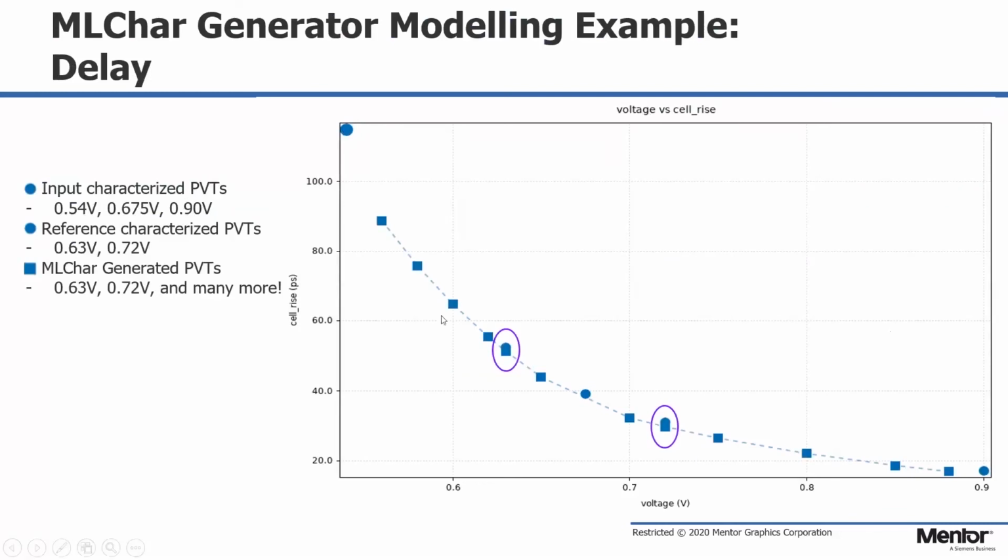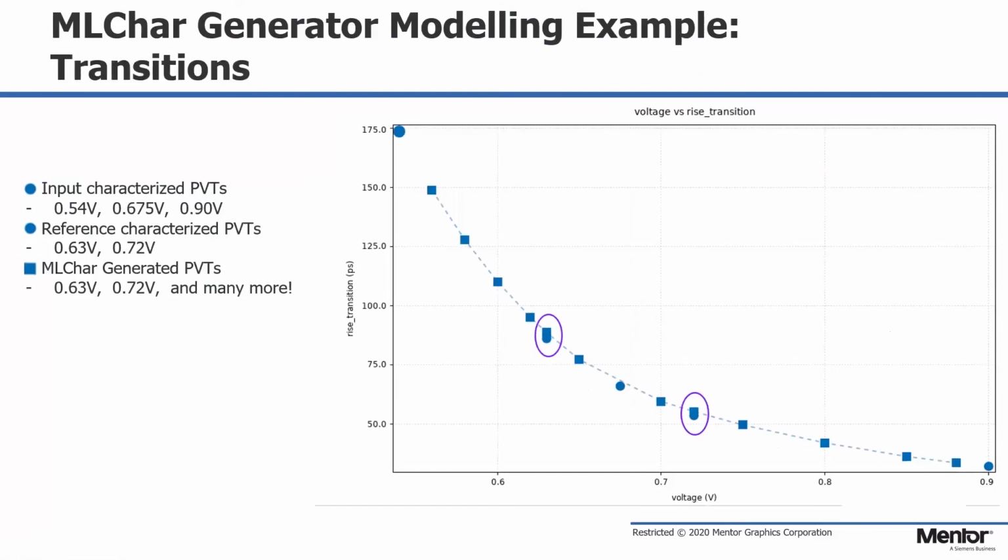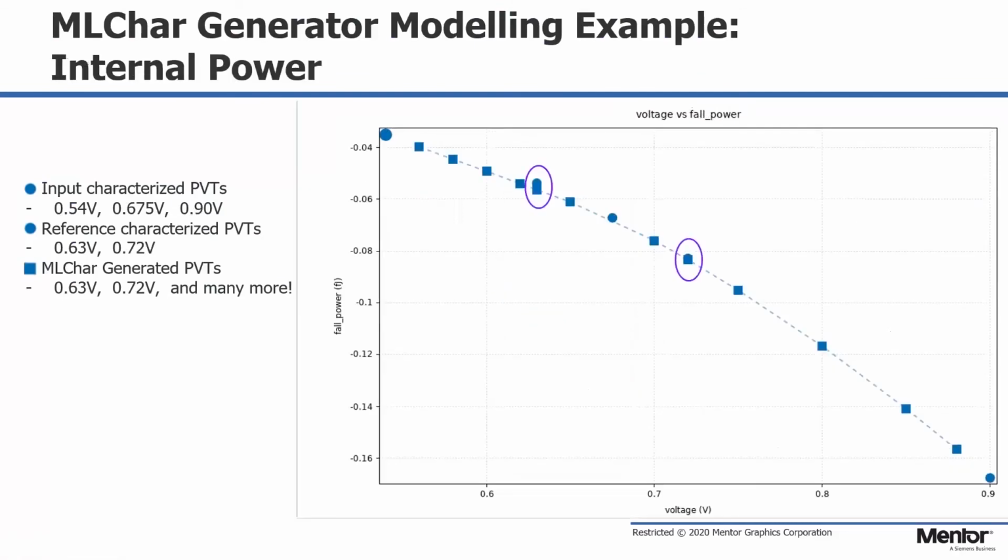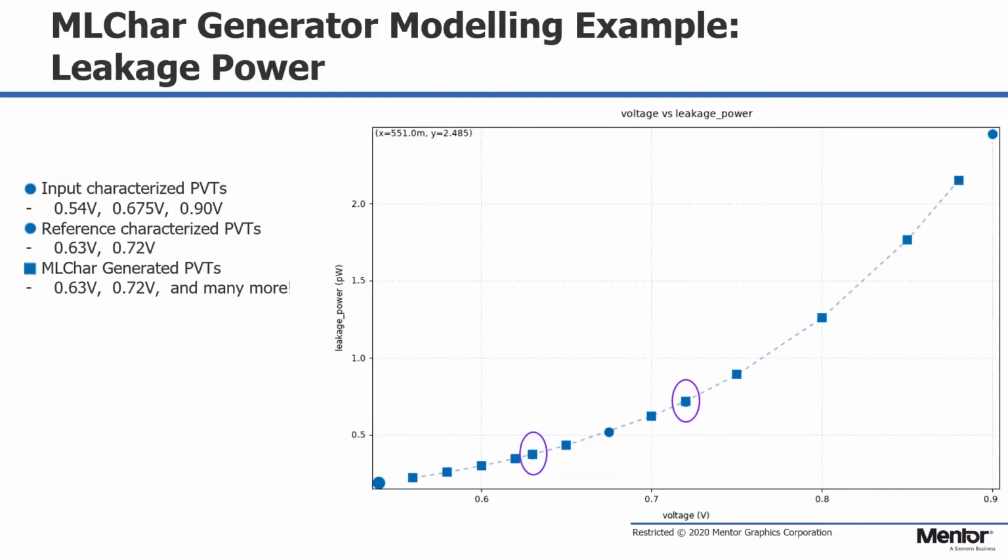It can run predictions. And here we've got some actual simulations of the predictions that are in between, which shows the max error that you tend to see with this type of approach. It's really nice and tight. You can do this for delays. You can do this for transitions. You can do this for internal power, for leakage power.